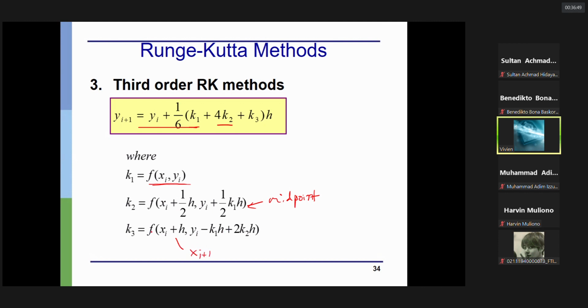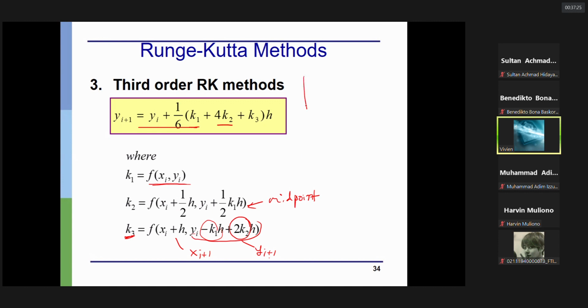But be careful, when we want to decide yi plus 1, what is the slope that is being used to calculate yi plus 1? So we look at here that actually the slope that is used to approximate the value at yi plus 1 for calculating k3 is minus k1 plus 2 times k2.